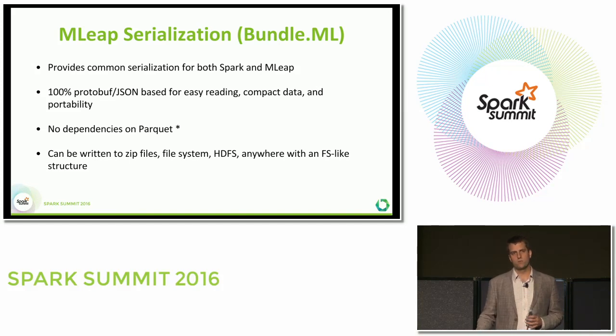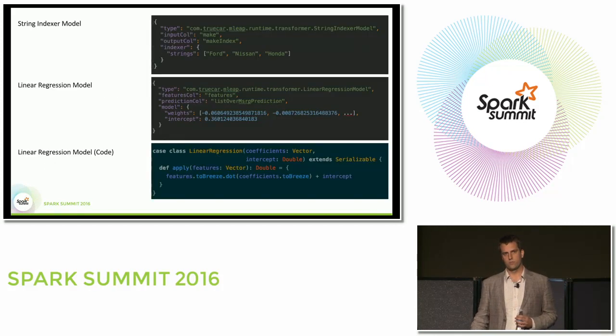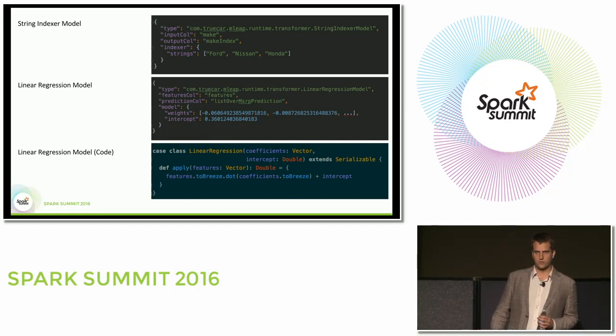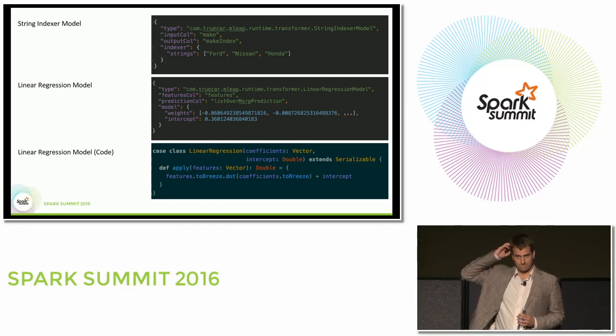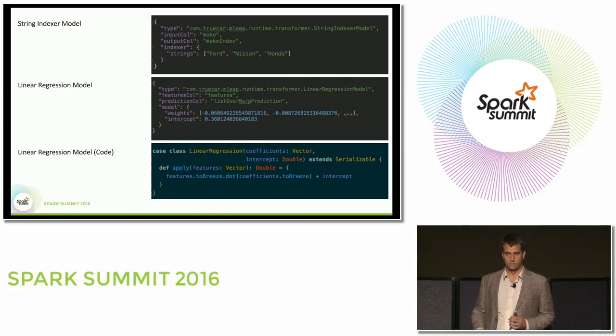One of the big differences between Bundle.ML serialization and out-of-the-box Spark serialization is that Bundle.ML does not depend on Parquet. And what that allows you to do is it allows you to take the serialization outside of the JVM, outside of Hadoop, and you can put it in literally any file system like data structure. So I like serializing them to zip files a lot because they're very portable. I can just send them in emails if I want to, or I can make a simple REST request to upload it to S3 or whatever I want to do with it. But you can just as easily store it on like HDFS or a local file system or whatever you want.